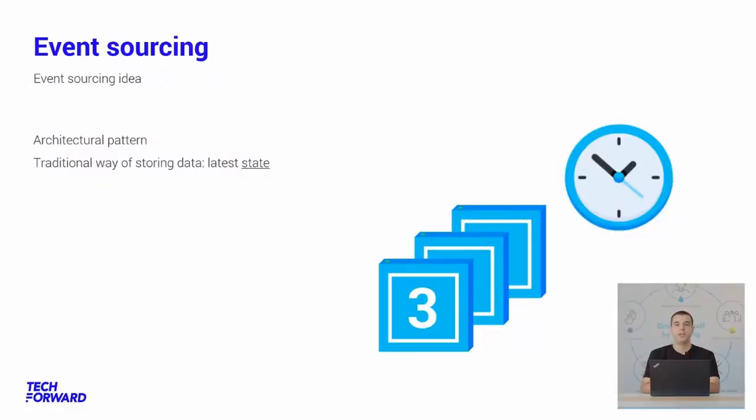But what happens if I need to find out their previous email address? Or if I need to answer the query, what was their email address like 2 weeks ago? Well, I cannot do that with only keeping the latest state, because I don't know what happened in the history. Therefore, we need some form of history of changes. And event sourcing is here to help us with that.